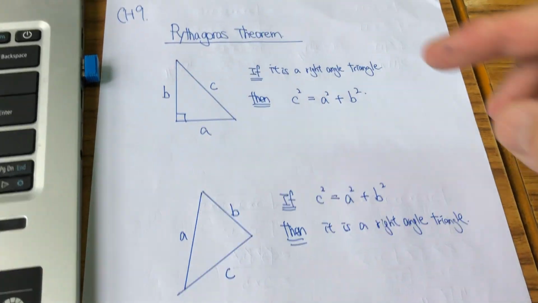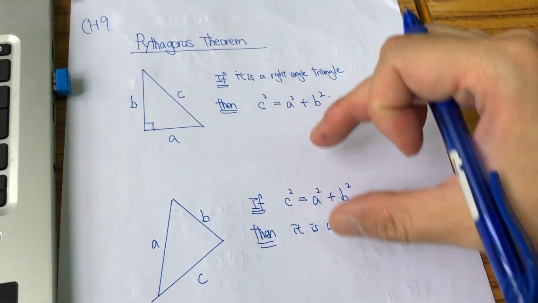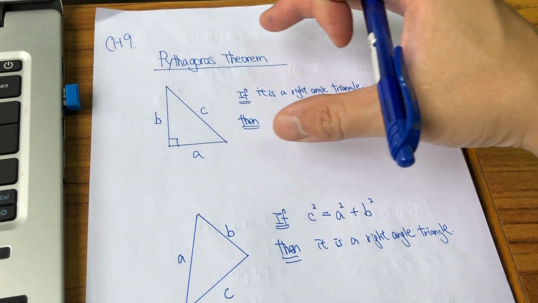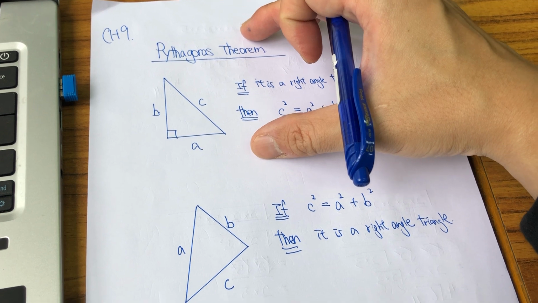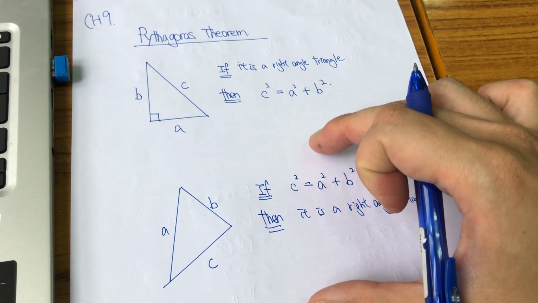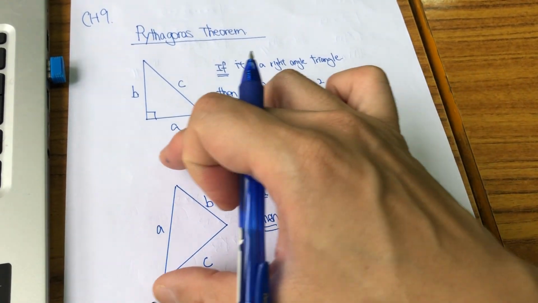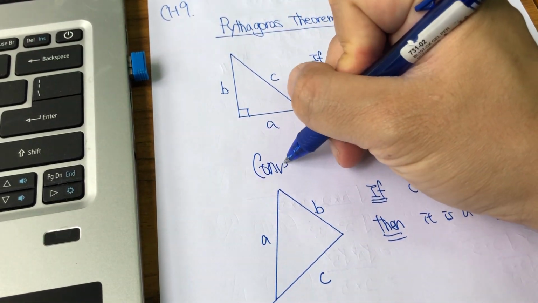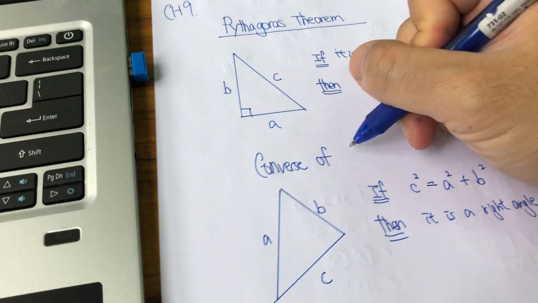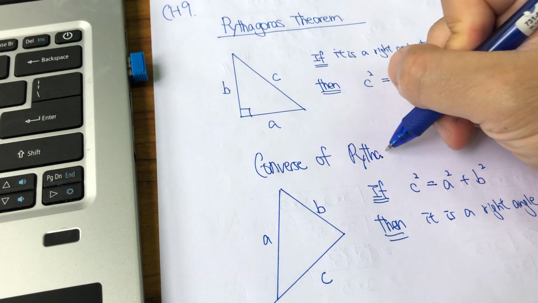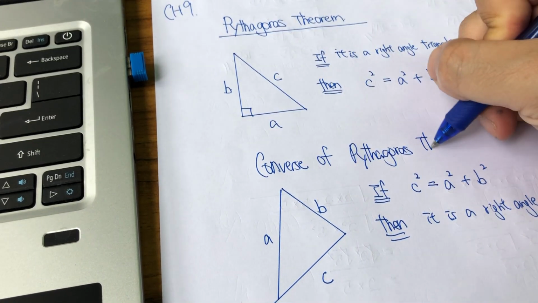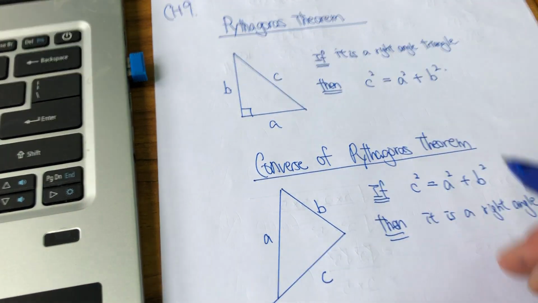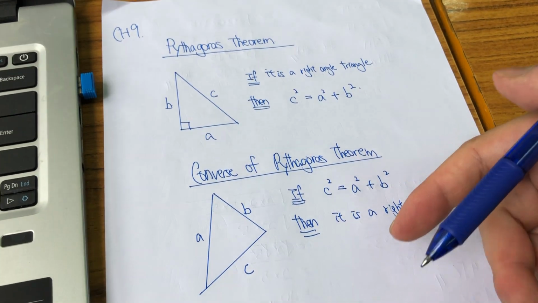Okay? So do you see that it is totally in a different direction? Originally this part we call the Pythagoras theorem. Then what about this? It deserves a name. We should give a name to this logic. We call this the converse of Pythagoras theorem. We are using Pythagoras theorem, but in the opposite way.